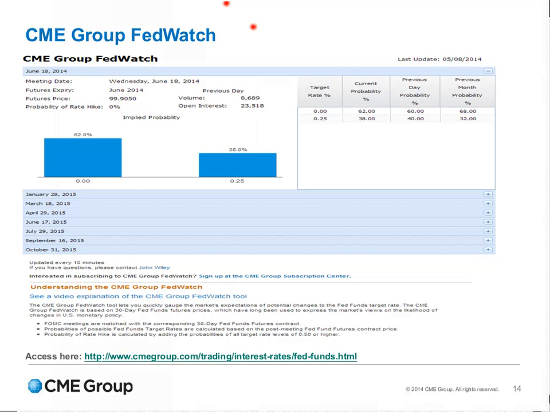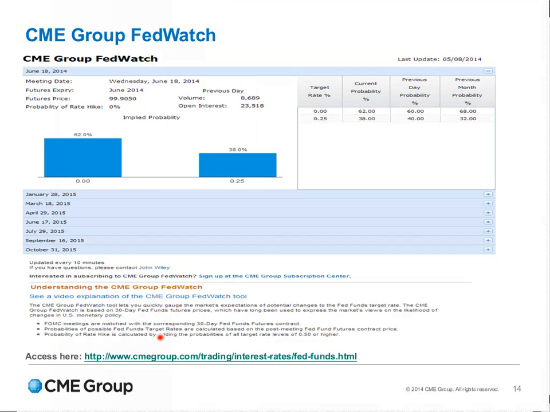One of the tools I was telling you about is accessed right here, at www.cmegroup.com/trading. It's the FedWatch tool, and it is a very interesting tool that lets you quickly gauge the market's expectation of potential changes to the Fed funds target rate. The CME Group FedWatch is based on the 30-day Fed funds futures prices, which have long been used to express the market's views on the likelihood of changes in U.S. monetary policy. FOMC meetings are matched with the corresponding 30-day Fed funds futures contract, and then probabilities are assigned to possible Fed funds target rate changes.